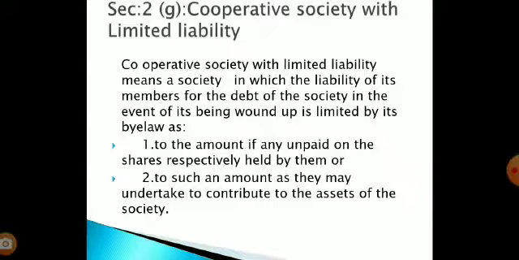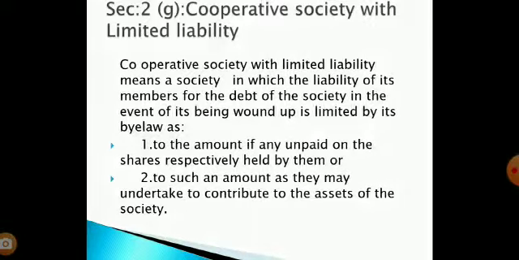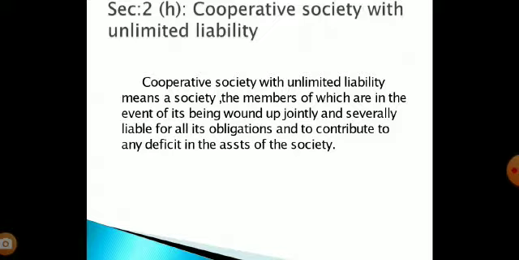He has to pay only the amount equal to the shares held by the member, or the amount guaranteed by the member. And next one is the cooperative society with unlimited liability. Cooperative society with unlimited liability means a society, the members of which are, in the event of its being wound up, jointly and severally liable for its obligations and contribute to any deficiency or deficit in the assets of the society.